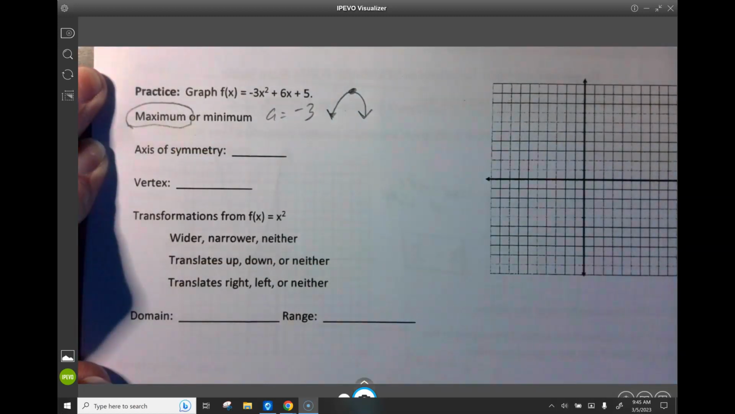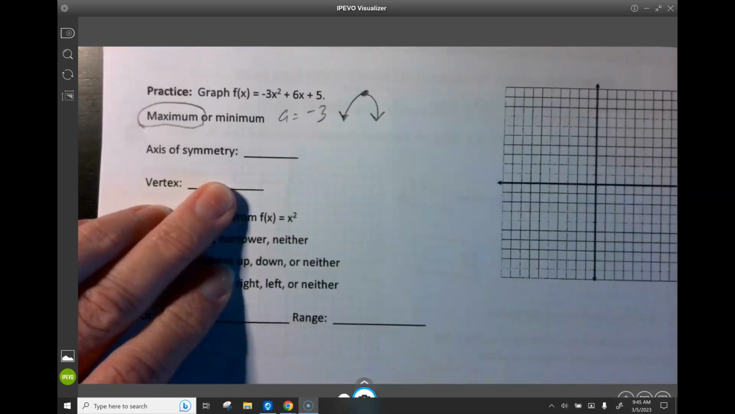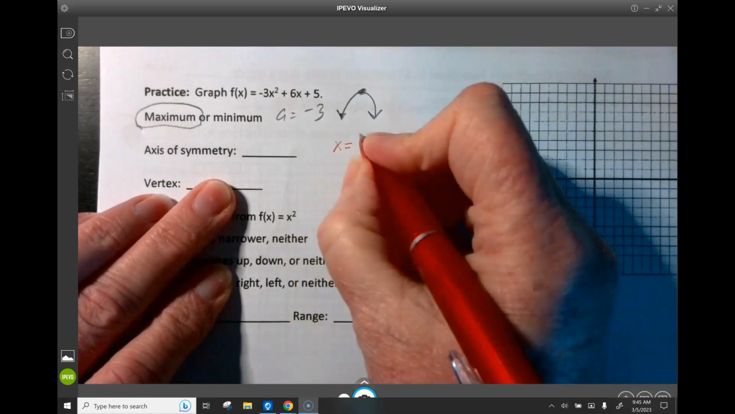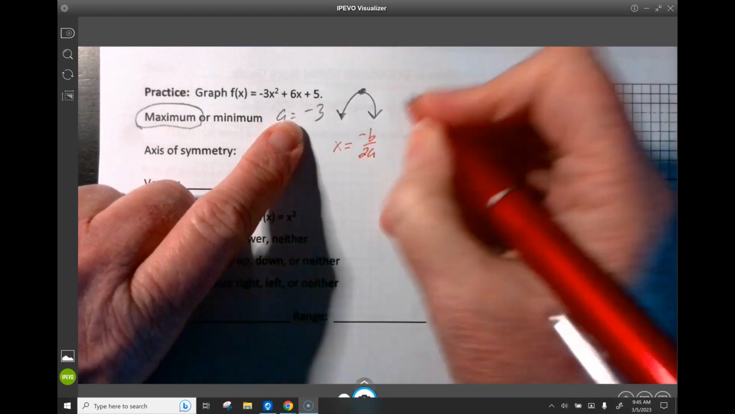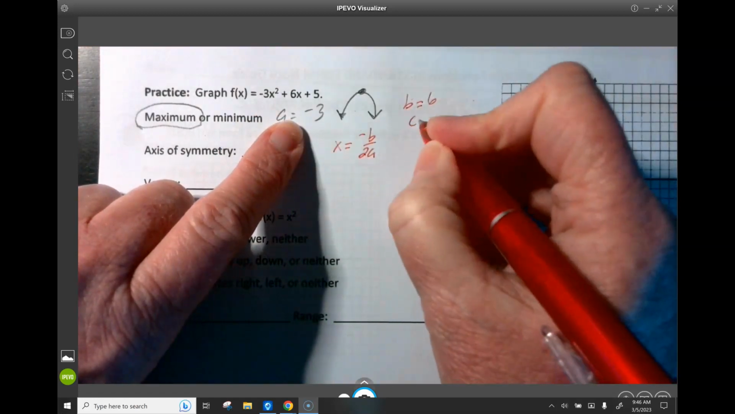So you just kind of draw yourself a story there. Okay, let's find that axis of symmetry in our vertex. So we're going to use that x is equal to -b over 2a. So a is -3, b is 6, c is 5.